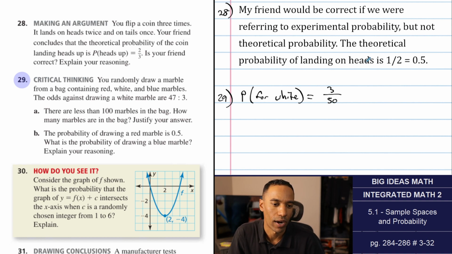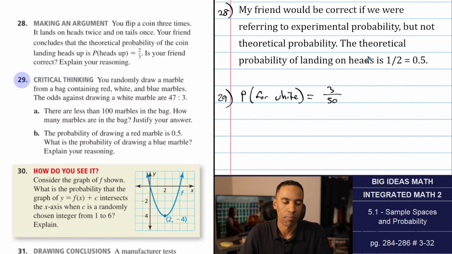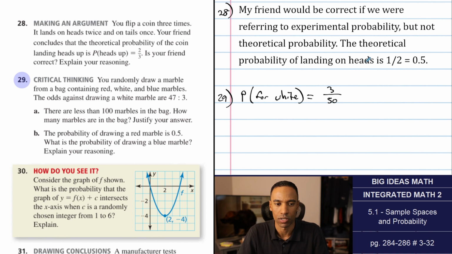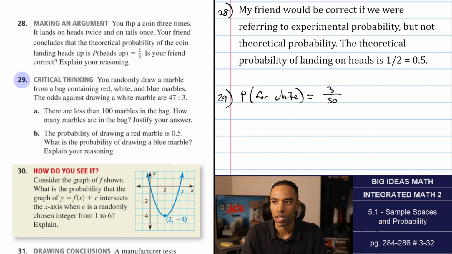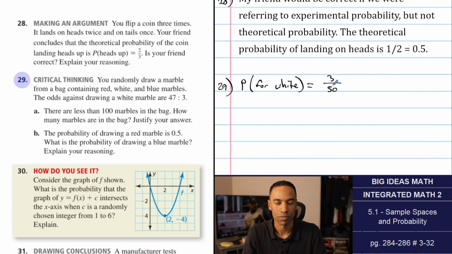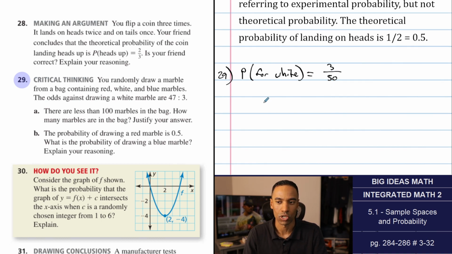There are less than 100 marbles in the bag. How many marbles are in the bag? Justify your answer. Keep in mind we probably need an integer amount for these odds to occur. So the total needs to be a multiple of 50, and if it's less than 100, you need to stay within multiples of 50 for this to work out. Otherwise, this cannot maintain integer status, and drawing a white needs to have an integer number of times that it can be drawn.